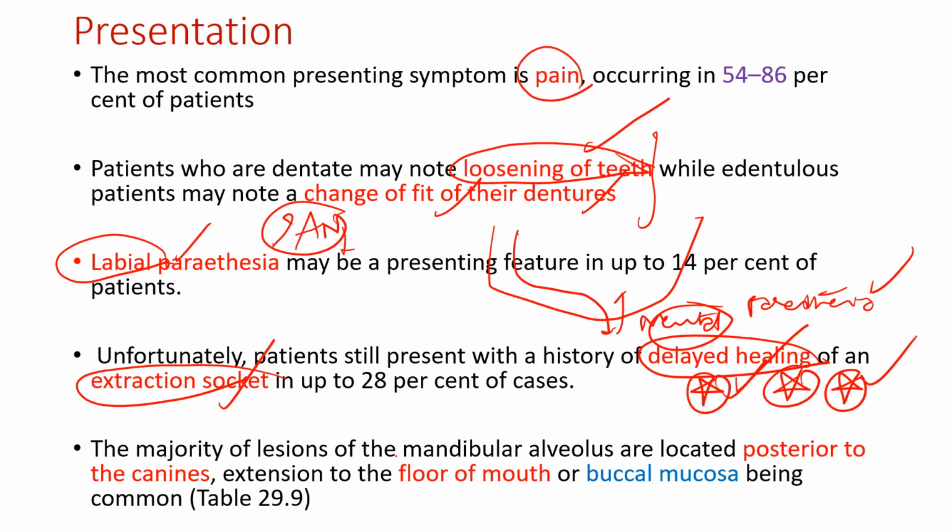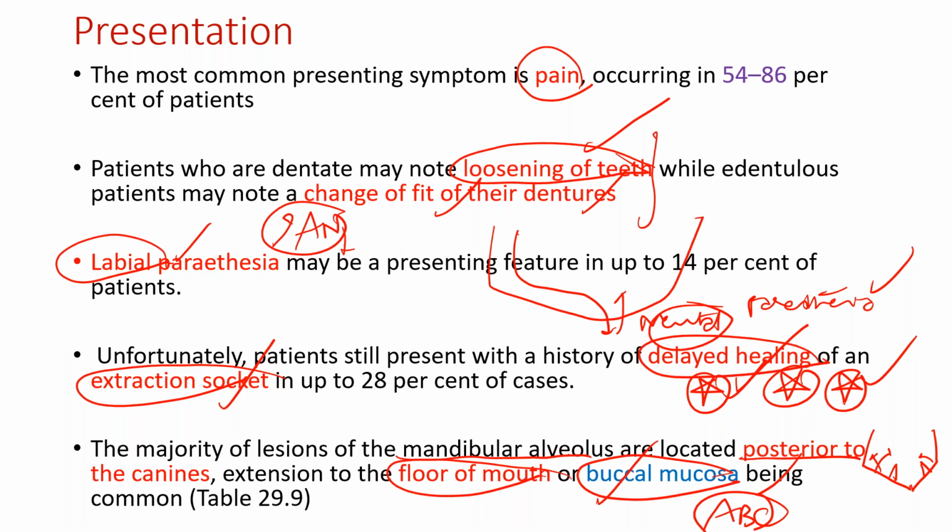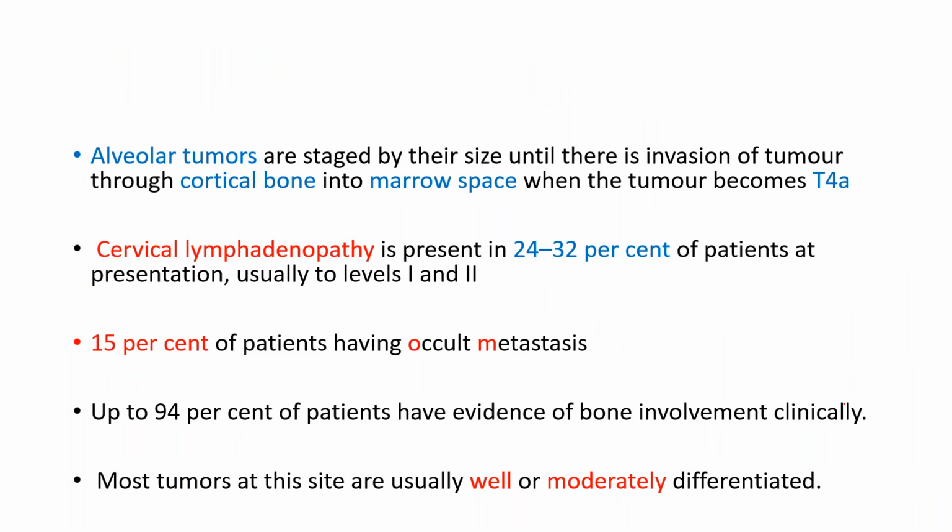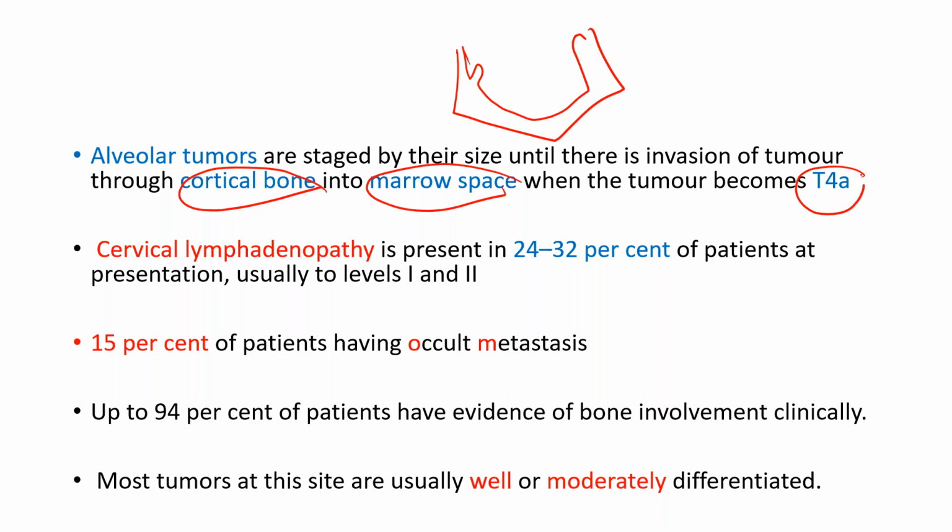The majority of the lesions of the mandibular alveolus are located posterior to the canines. So behind the canines, there will be tumors, nearer to the floor of the mouth or buccal mucosa. I told you the alveolar buccal complex is the most common site in the oral cavity. Alveolar tumors are staged by their invasion. So with cortical bone involvement or marrow involvement, the tumor becomes T4a, as we know.